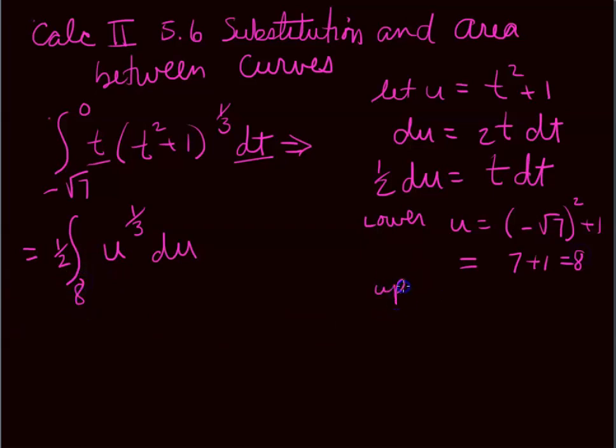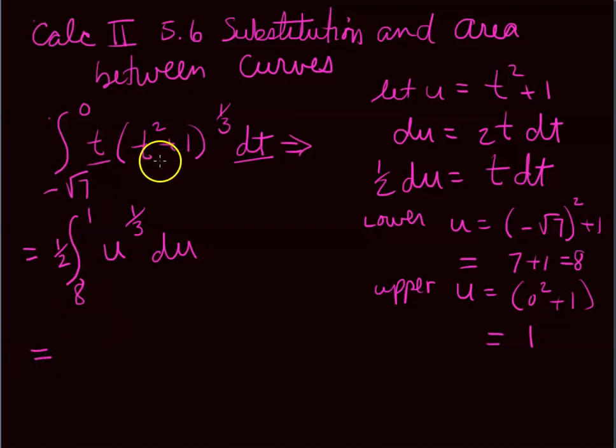The upper limit, u is equal to 0 squared plus 1. I guess I don't need the parentheses. So this is just 1. So this now goes not from negative square root of 7 to 0, it goes from 8 to 1.